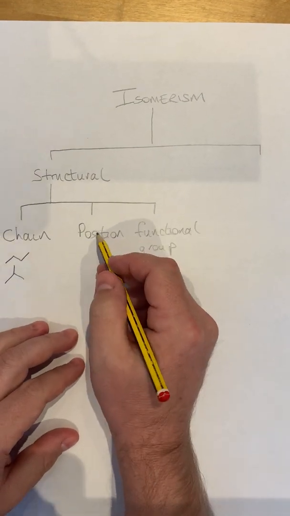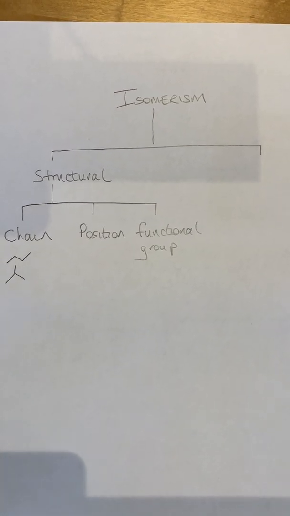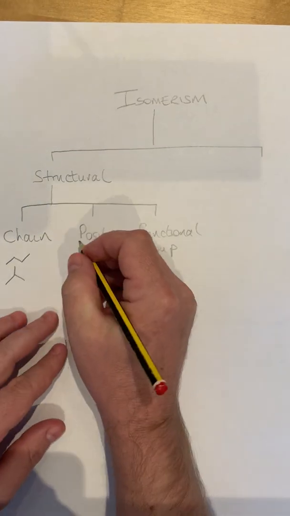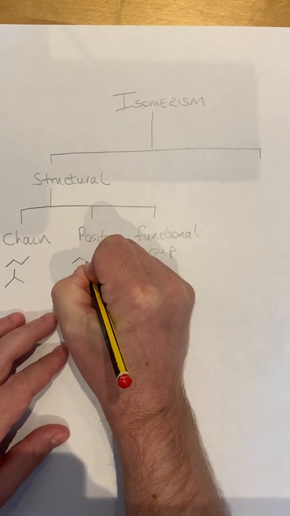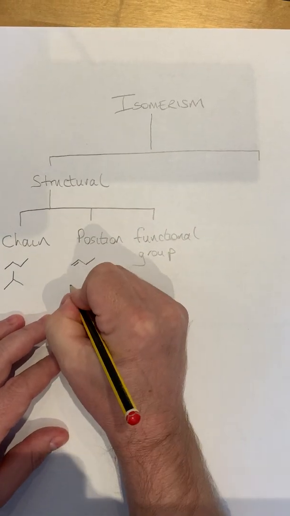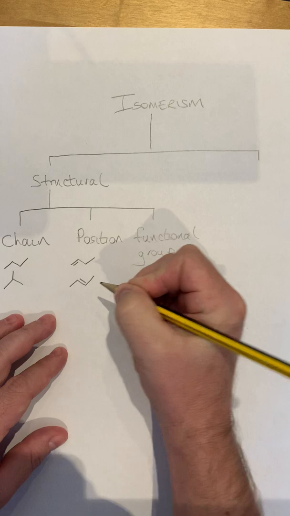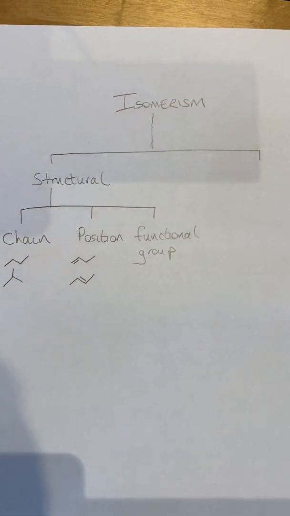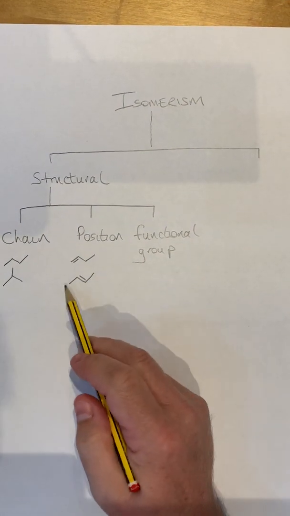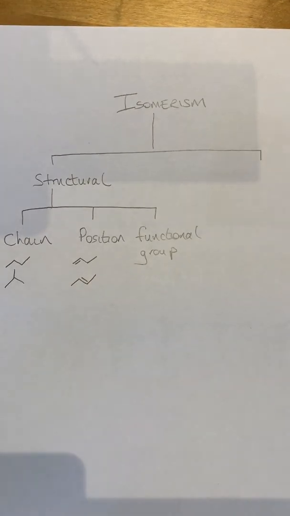Position isomers, this is where we've got the functional group in that organic molecule, and it's on a different carbon atom. So we could have but-1-ene, and but-2-ene. Now there is another thing that we'll cover when we get back onto organic chemistry associated with but-2-ene.